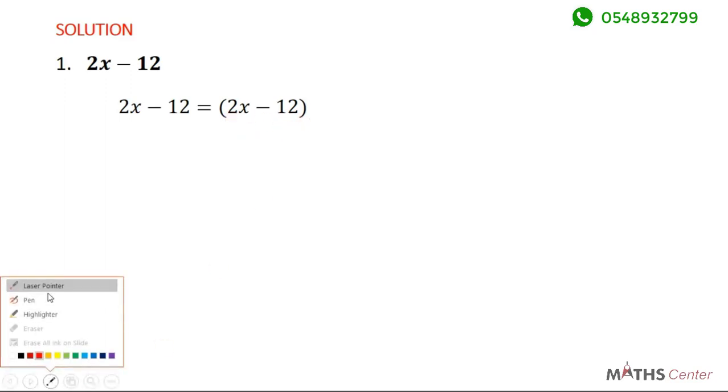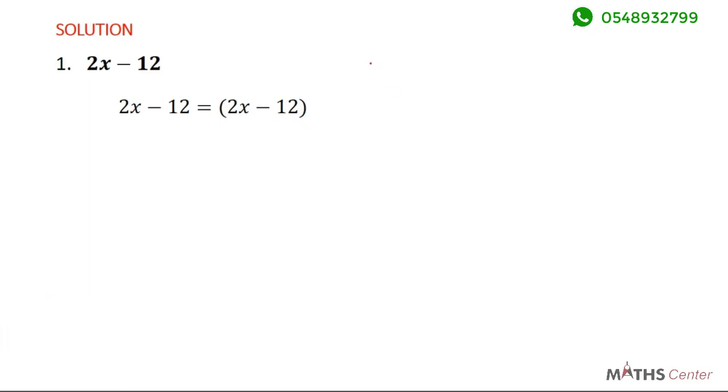We know that numbers that can divide both 2 and 12 without remainders are 1 and 2 itself. So we have 1 and 2 as numbers that can divide both 2 and 12 without remainders. You pick the highest one, which is 2. So in this case, 2 becomes our common factor. As soon as you have the common factor, you write it outside the bracket.